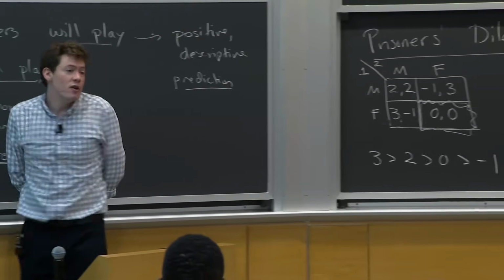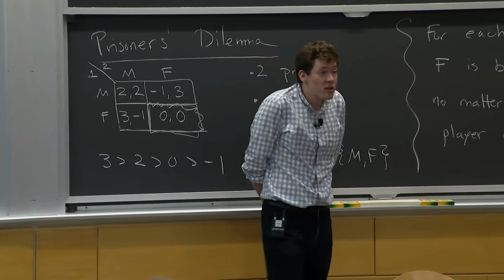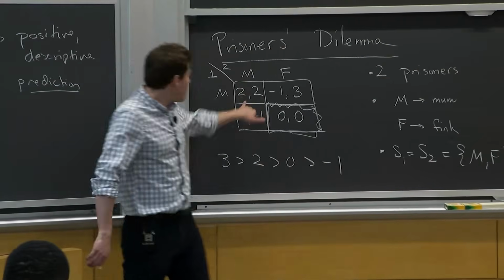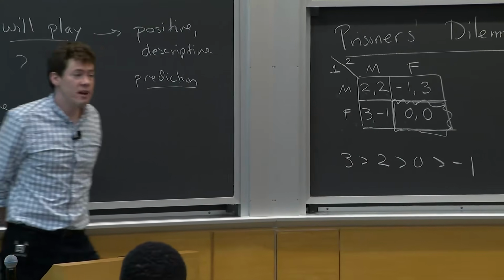What do you think? Why is this a good prediction of the game? We said we're studying game theory. We said people are very rational. They act towards their objectives. And if they both do this, they're both strictly better off. So why don't they do that? Is something wrong with game theory?